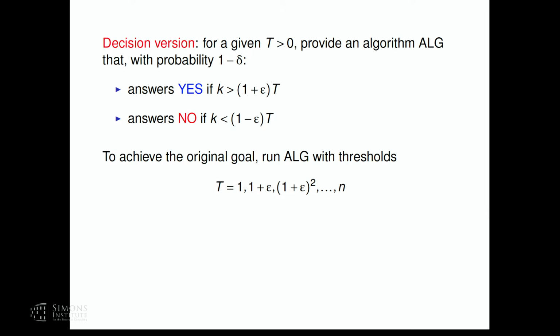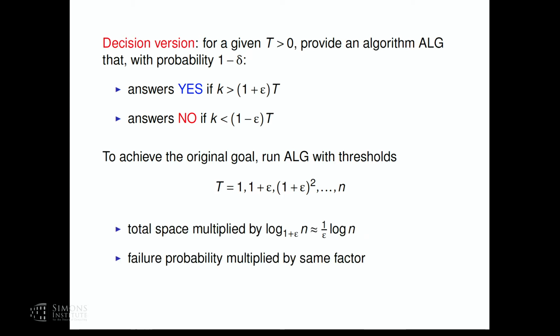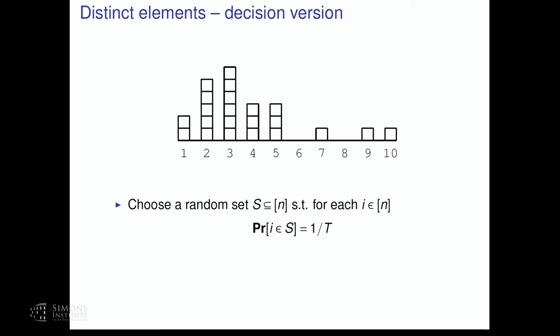If we have such a thing, we can easily run this algorithm on a sequence of geometric thresholds, and we will be able to get our multiplicative approximation. Just check when the answers switch from yes to no, and output that number. This will not really affect our space complexity by much, because it's only a log in the universe size, and some dependence on the precision. Good. Okay, well, how do we solve this problem?